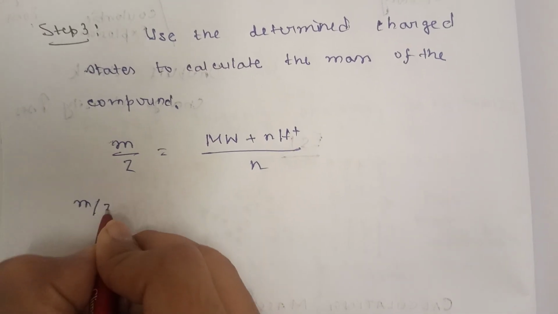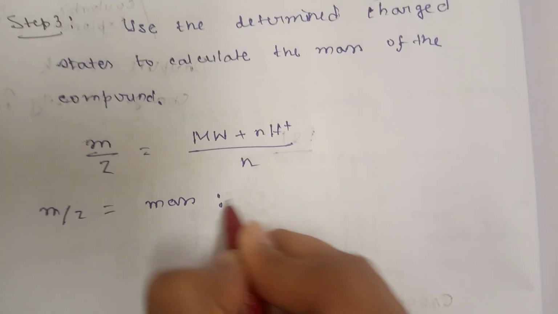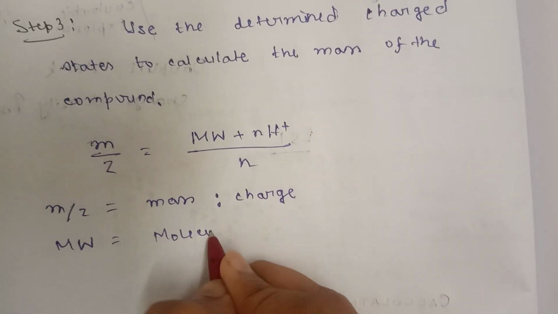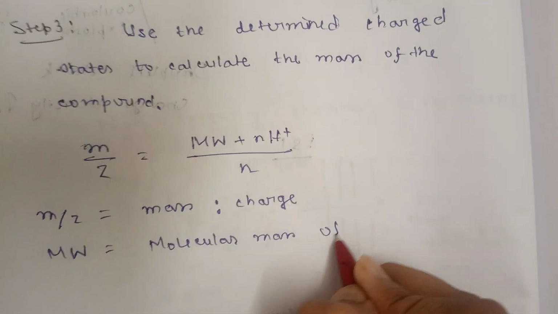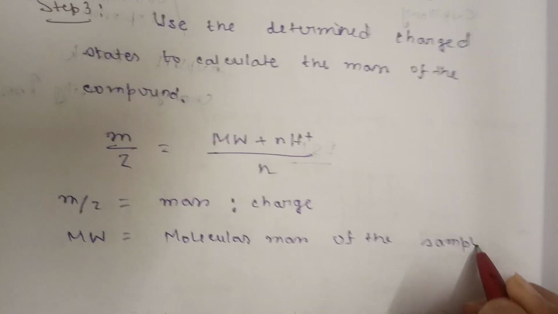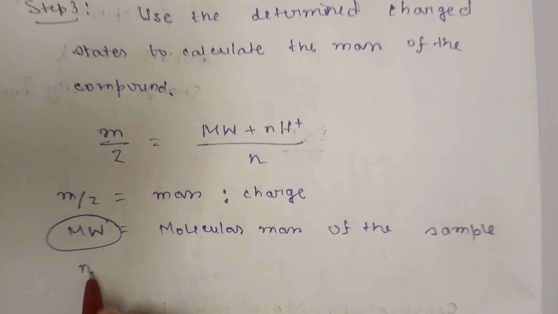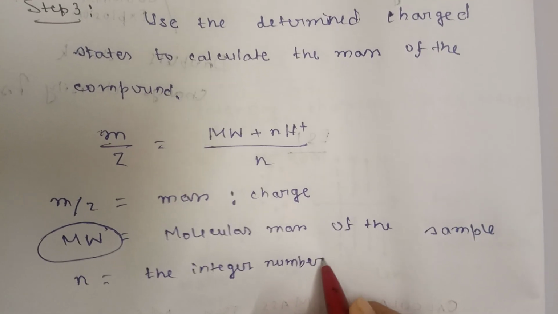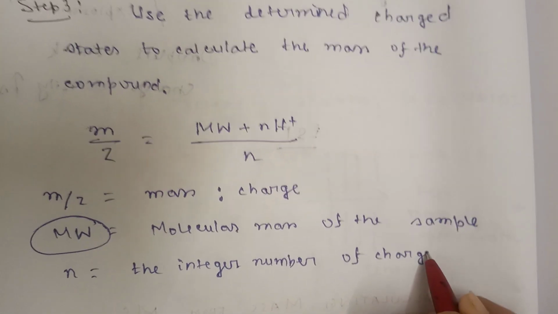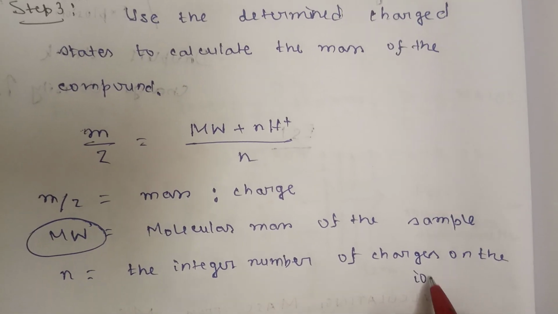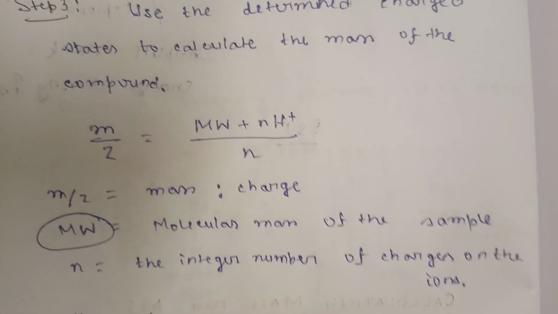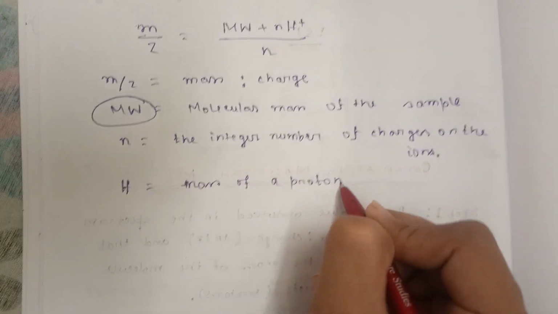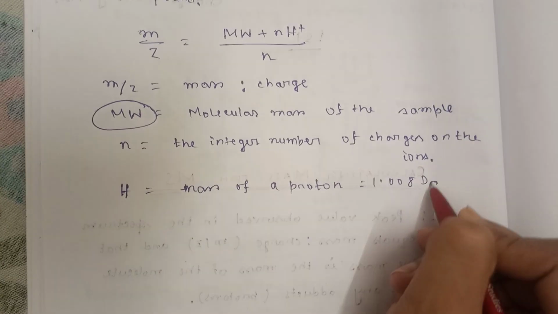Here m by z is the mass-to-charge ratio. Molecular weight is the molecular mass of the sample, and we are going to calculate this MW. Now n is the integer number of charges on the ions, and H is the mass of a proton, that is 1.008 Dalton.